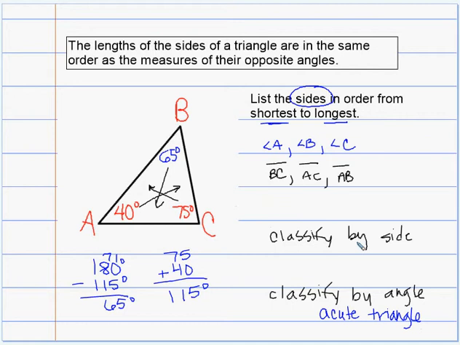Now, to classify by side lengths, we need to know, are all three sides the same length? Are two of the sides the same length? Or are none of the sides the same length? Well, we know that if the angle measures are the same, they would have the same length, right? We can order these by shortest to longest. So if we couldn't say that two were the same length, then we know that none of them are the same length, which makes this a scalene triangle.